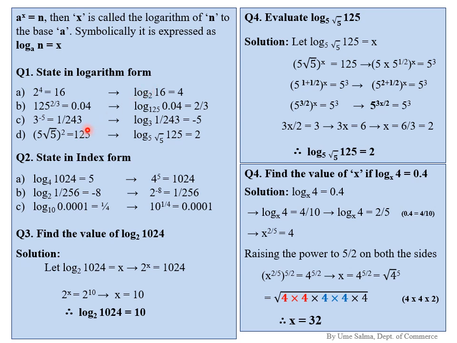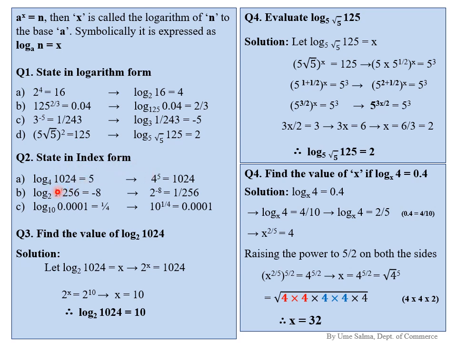Now let us move on to the second type of examples where you are given logarithm form and you have to convert it into index form. It is the reverse of what we have done in the first example. Let us look at the first one. Log of 1024 base 4 is 5. This is your question given. Now you have to convert it into index form.